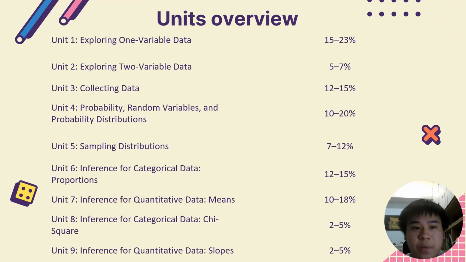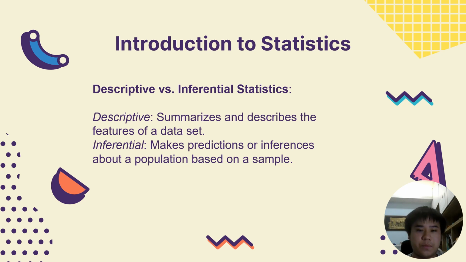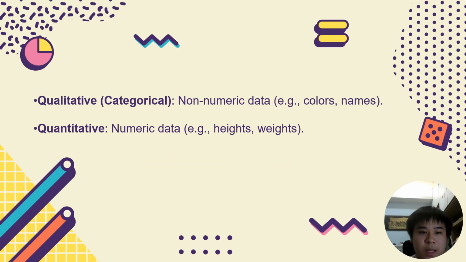So these are the units overview. We're going to go through all 9 units, starting from Unit 1, exploring one-variable data. First of all, introduction to statistics. There's descriptive and inferential statistics. Descriptive statistics basically summarizes and describes the features of a data set. Inferential statistics makes predictions or inferences about a population based on a sample.